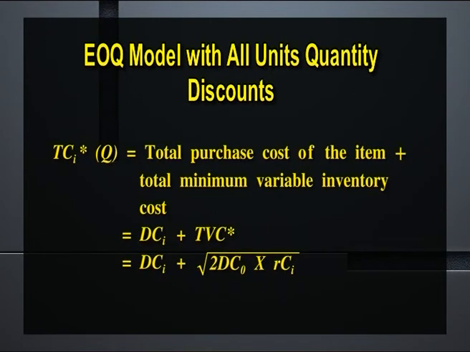TCi star Q is equal to total purchase cost of the item plus total minimum variable inventory cost, which is equal to DCi plus TVC star, which is equal to DCi plus square root of 2DC0 into R into Ci.